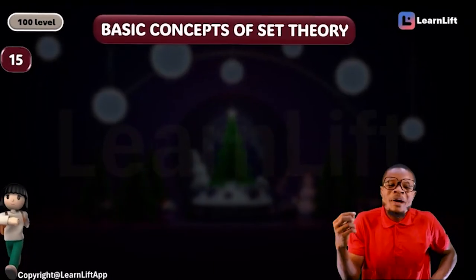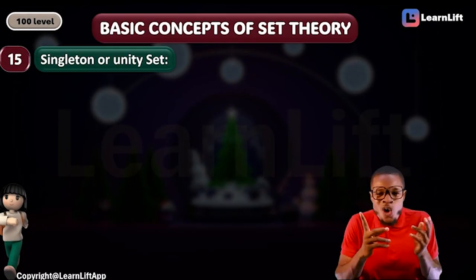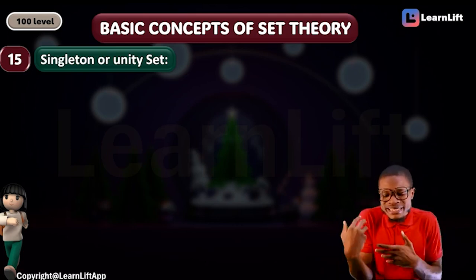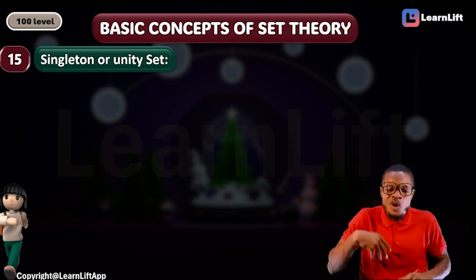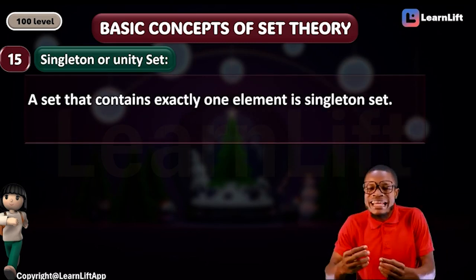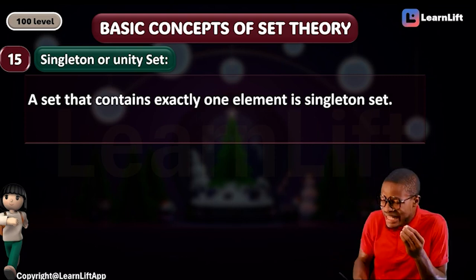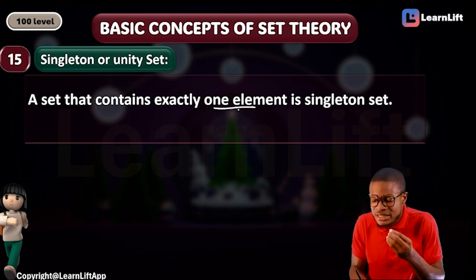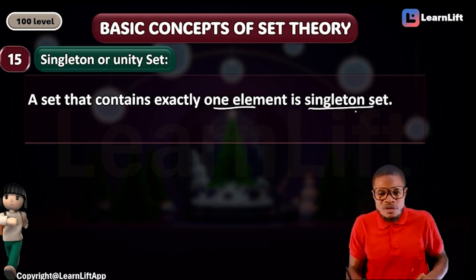Number 15, very quickly, is called Singleton, or unit set. When they say singleton, it also means unity. What do we refer to this as? Take note that a set that contains exactly one element is called a singleton set. A set that contains exactly one element. What is that set said to be? It is said to be a singleton set.